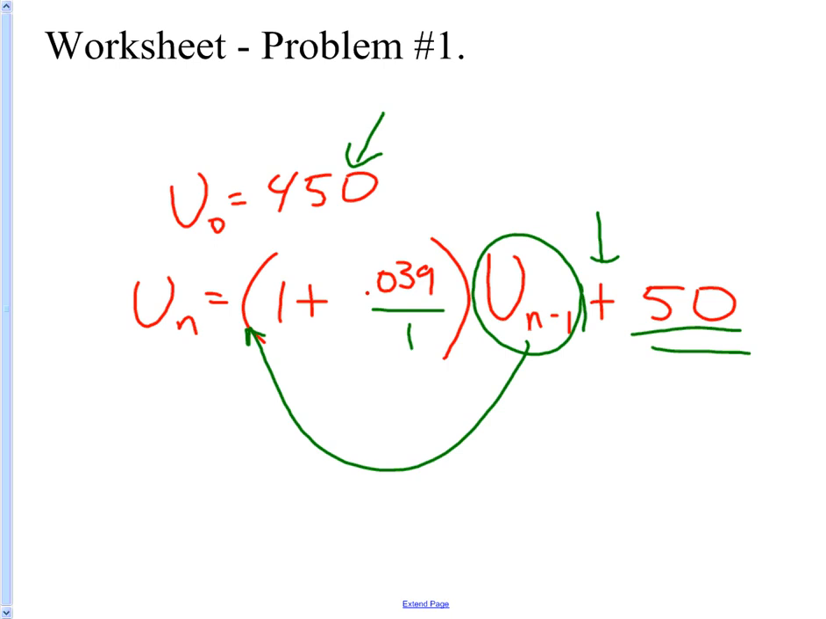If I divide 0.039 by 1 or not, it's going to be the same. So think of it as a divide by 1. All right, that's all I got for you.